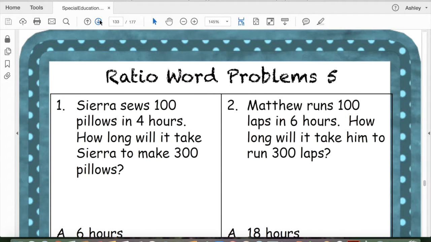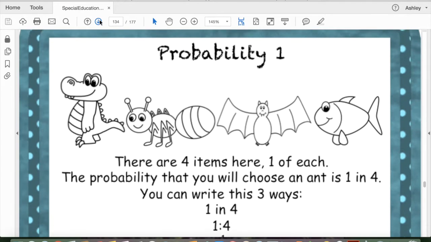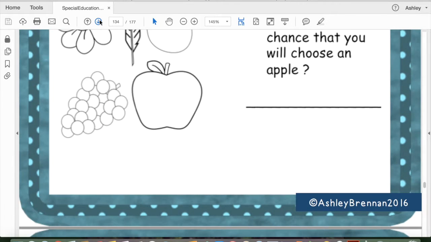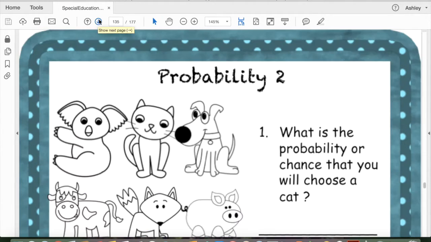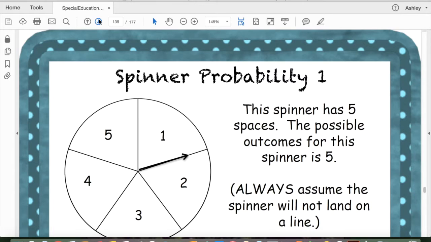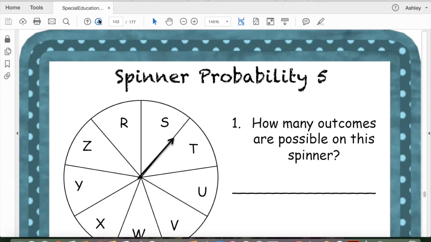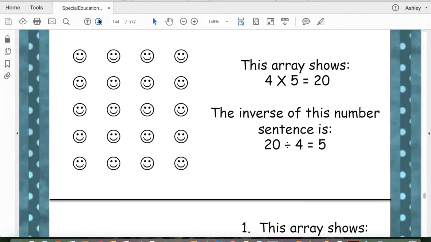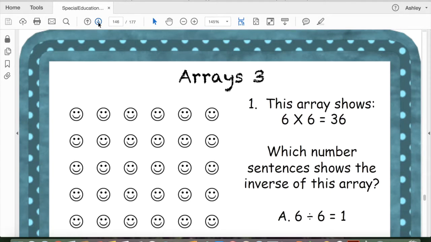But also with multiple choice, we want them to not just be putting things down, but actually going through the steps. So we have probability. It gives a good example, like what's the chance that you would choose one of these things? We'll go to spinner probability. Lots of different ways. Arrays. What shows the inverse of the array that's shown.